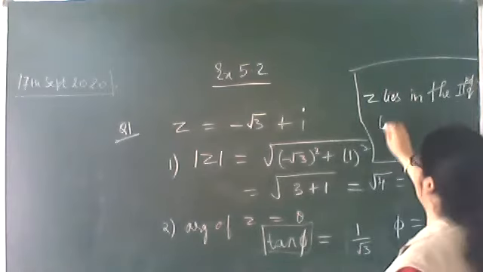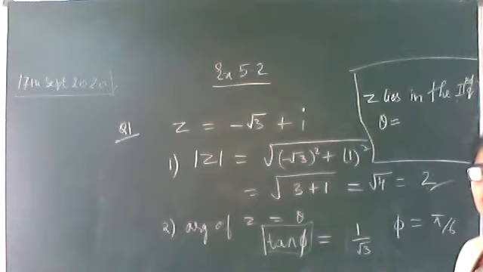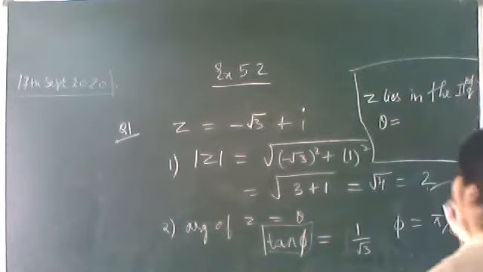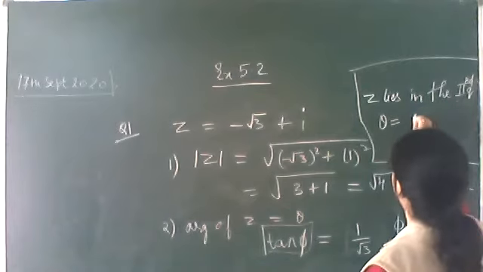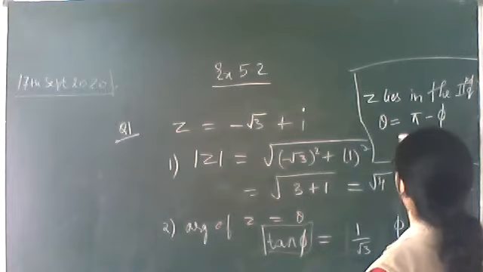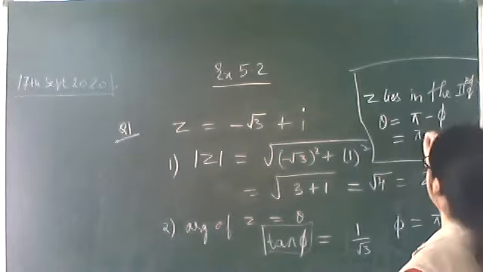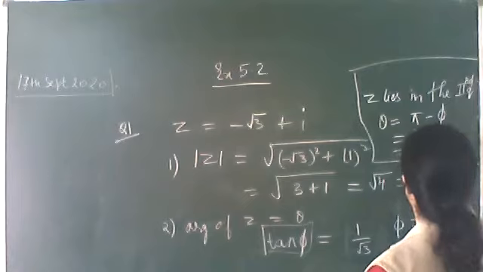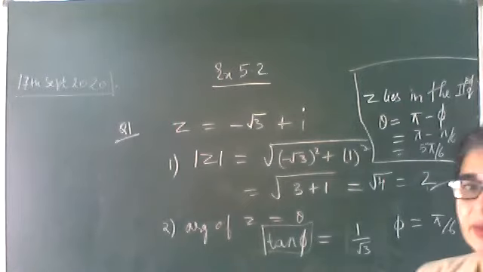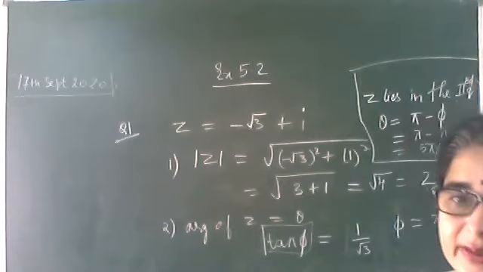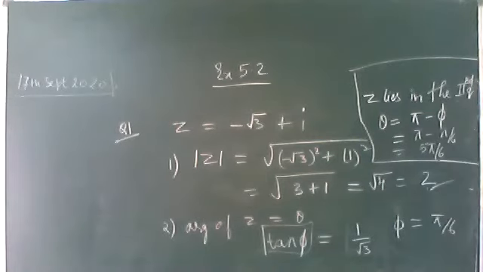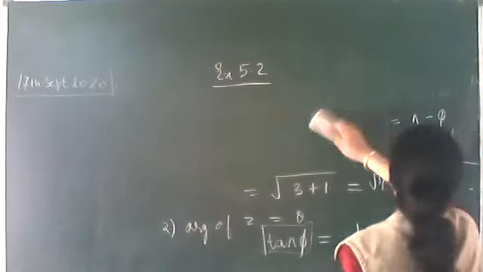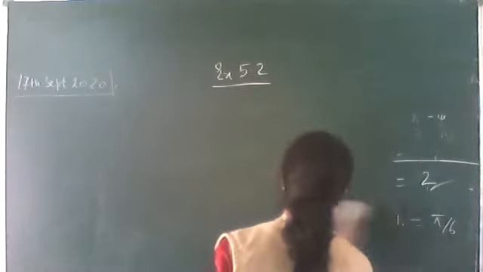If z lies in the second quadrant, so argument theta will be equal to what? Who will tell? Theta will be equal to pi minus phi, that is pi minus pi by 6, which is equal to 6 pi minus pi, that is 5 pi by 6. Is that clear? Then comes the next question. Question number 2. Write down everyone.